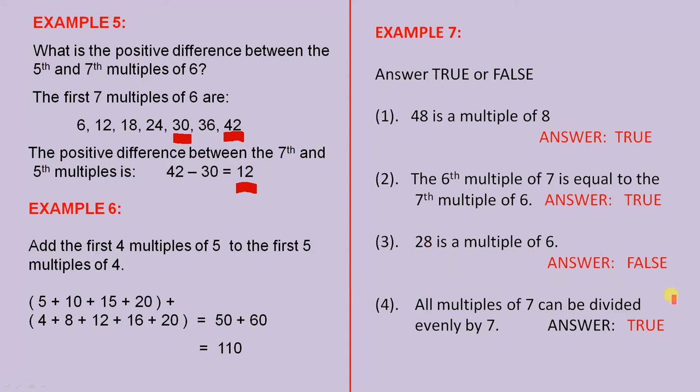Finally, all multiples of 7 can be divided evenly by 7. That is definitely true, because the multiples of 7 are 7, 14, 21, etc. Right, you just keep going on. All of those numbers, by definition, can be divided evenly by 7, because they're multiples of 7. So the answer is true.